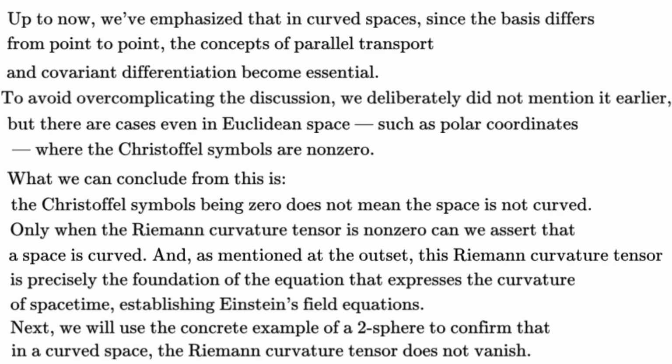Up to now, we've emphasized that in curved spaces, since the basis differs from point to point, the concepts of parallel transport and covariant differentiation become essential. To avoid overcomplicating the discussion, we deliberately did not mention it earlier, but there are cases even in Euclidean space, such as polar coordinates, where the Christoffel symbols are non-zero. What we can conclude from this is, the Christoffel symbols being non-zero does not mean the space is curved. Only when the Riemann curvature tensor is non-zero can we assert that a space is curved.